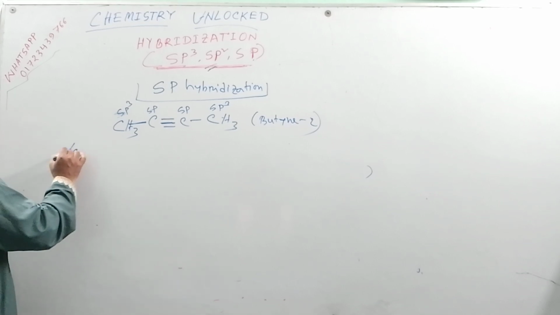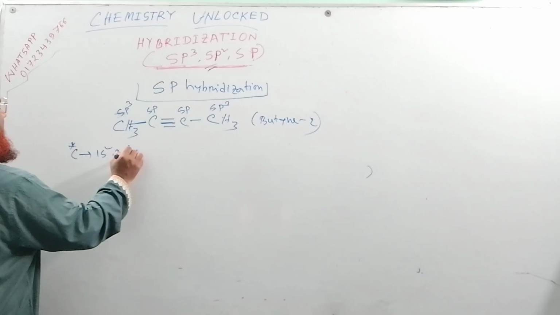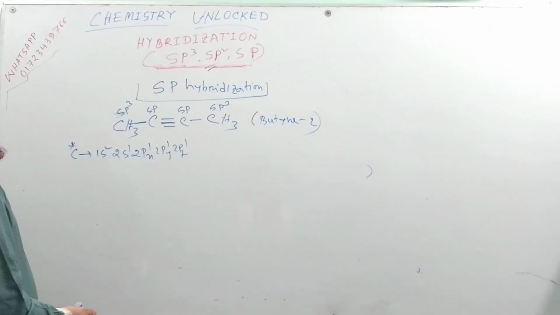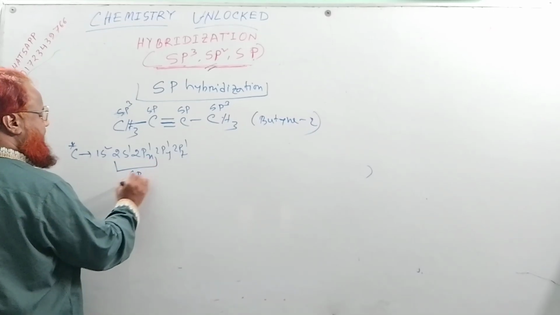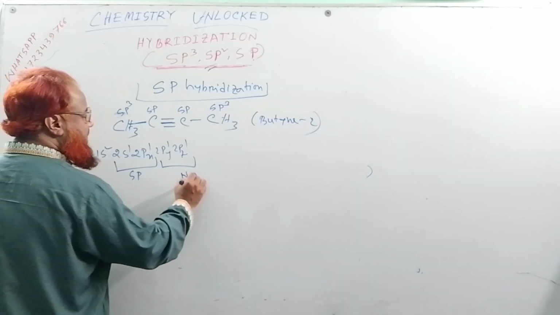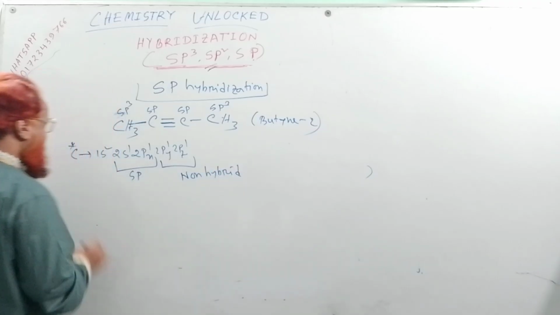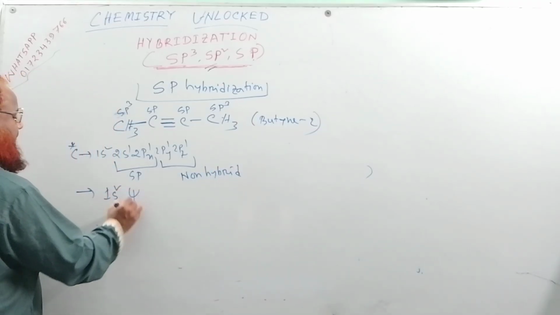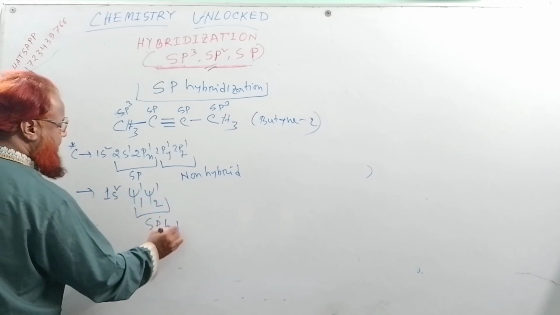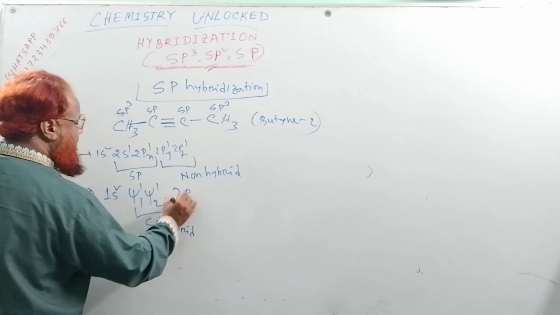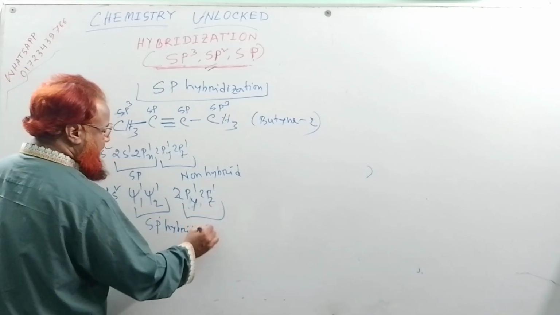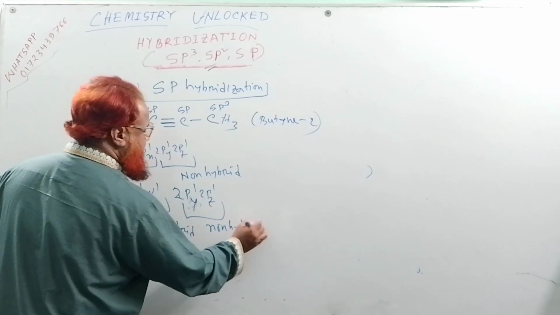Okay, carbon: 1s2, 2s1, 2px1, 2py1, 2pz1. In sp hybridization, some orbitals will remain pure atomic orbitals, or non-hybrid orbitals. So after hybridization it will be 1s2 and psi 1 and psi 2, which are the sp hybrid orbitals, and 2py1 and 2pz1 will remain as non-hybrid orbitals. Okay.